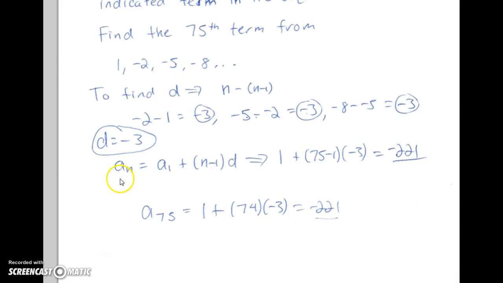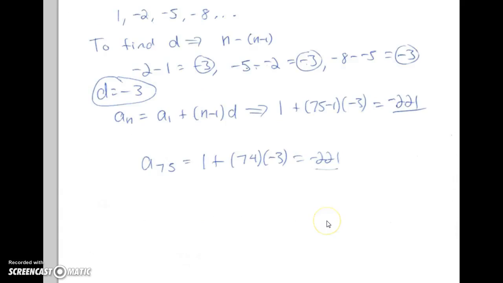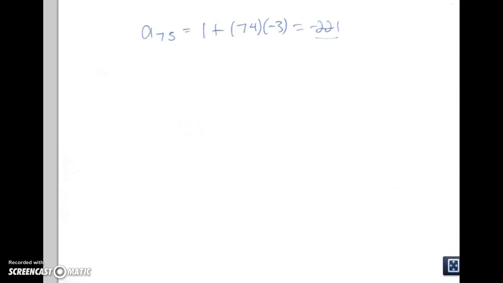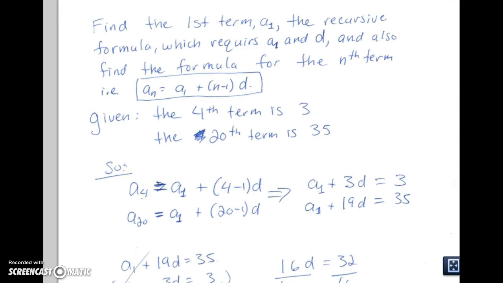All right. The nth term equals a sub 1 plus n minus 1 times d. In this case, we want the 75th term, so that's 1 plus 75 minus 1 times negative 3, which is negative 221, okay? So that's our first term, right? A sub 75 equals the first term 1 plus basically 74. That's what that is, 75 minus 1, 74 times negative 3. Again, negative 221, all right? Let's try page 3. Okay.